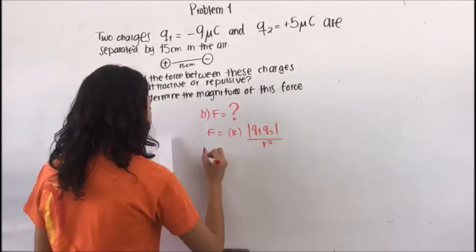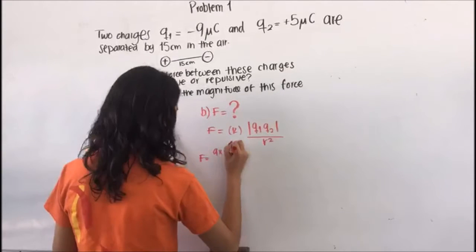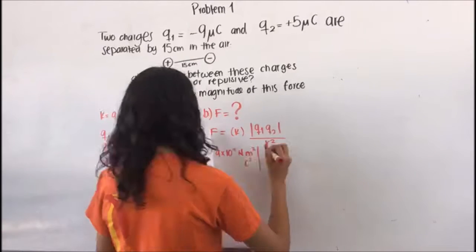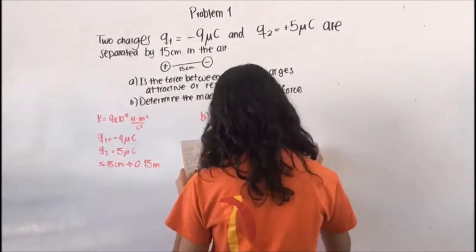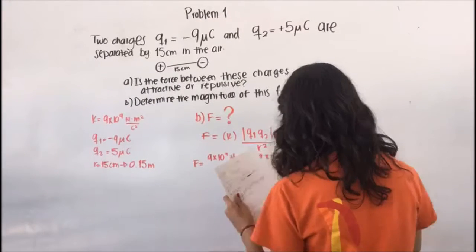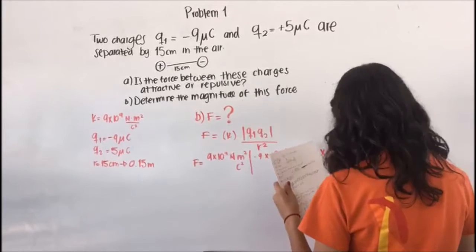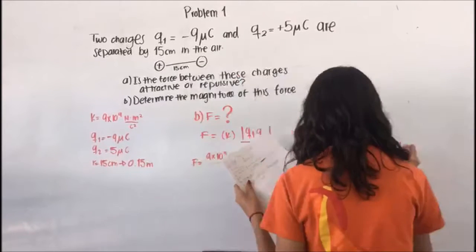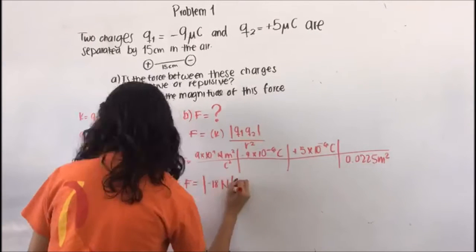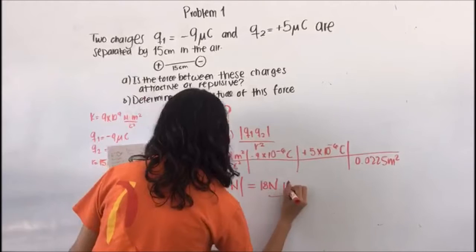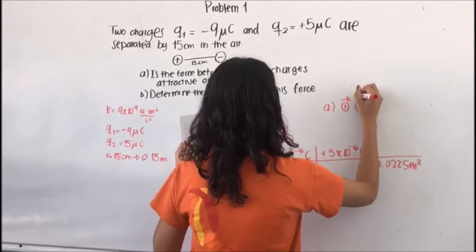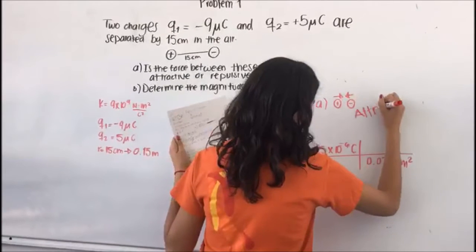The formula we need is K by Q1 by Q2 divided by square R. So we need to multiply 9 by 10 to the 9 by 9 by 10 to the minus 6 by 5 by 10 to the minus 6. So then we have the multiplication. We're going to divide that number by 0.0225 square meters. And then we just have to cancel coulombs and square meters, and we have newtons.